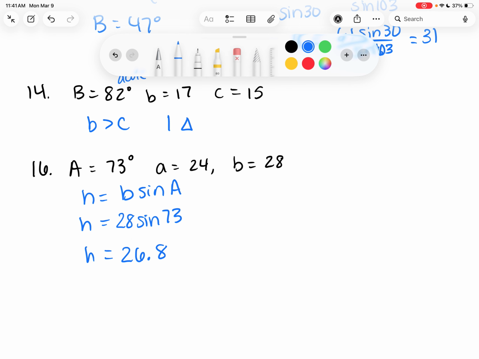So at this point, I'm going to look at the table and I'm going to say, okay, and now I'm looking at H compared to A. Is H greater than A? H is greater than A. So if H is greater than A, then I have no triangle. And that's just your answer for that. All that work for no triangle.